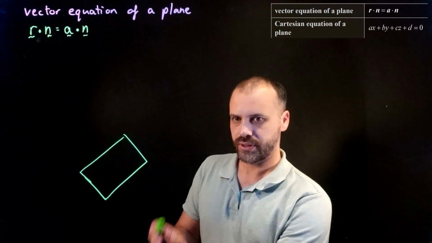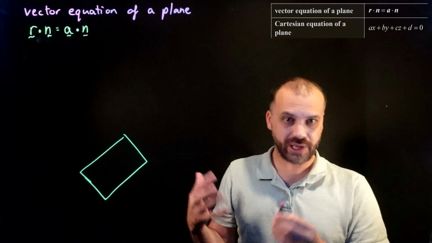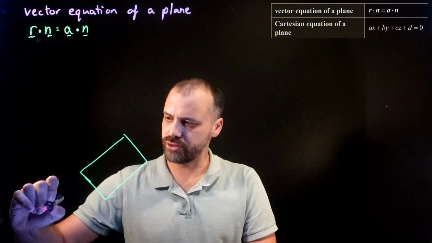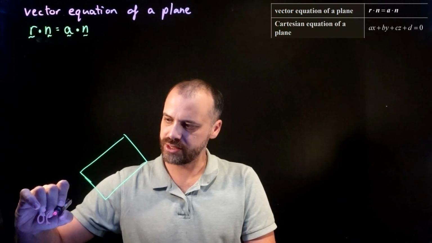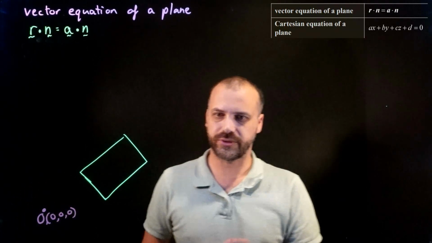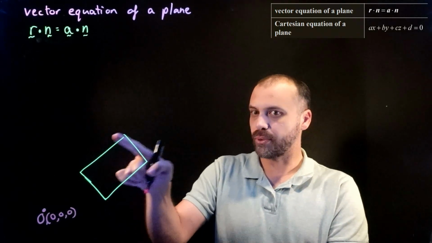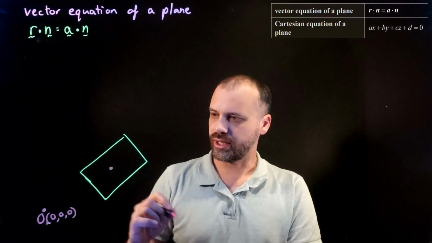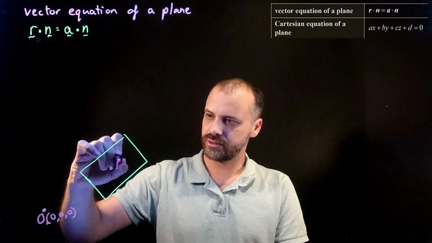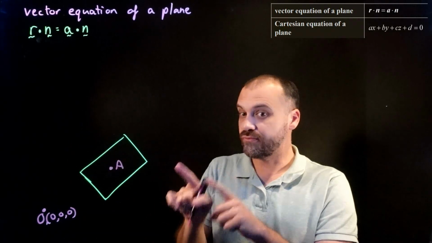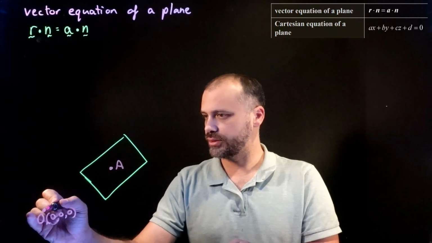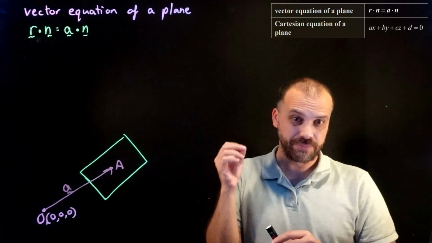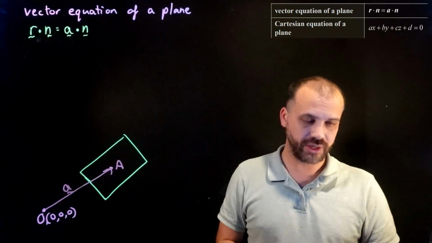Let me draw a plane. So there is my very crude drawing of a plane. It's a good place to start. Now I'm just going to draw an origin. So this is the origin here. We'll call it O, and that is point 0, 0, 0. Alright, if I put a point on this plane, I know a point, right? I know this point here. We'll just call that point A. The vector that connects O to point A is vector A. So vector A is just the position vector of a point on the plane.